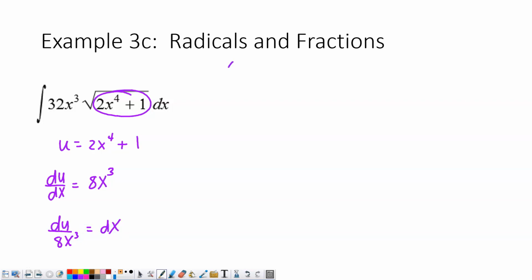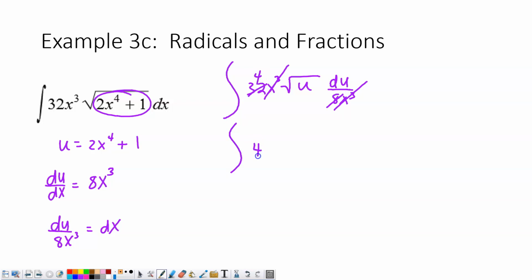Step 4, let's do some U-Substitution. So I'm going to replace what's under the radical with a u, and I'm going to replace the dx with du over 8x cubed. And the x cubes go away, and 8 goes into 32 4 times. So I'm left with a constant, but that's okay. It's okay to have extra constants left over. Just don't want any x's, right? So there you go. Pretty nice.